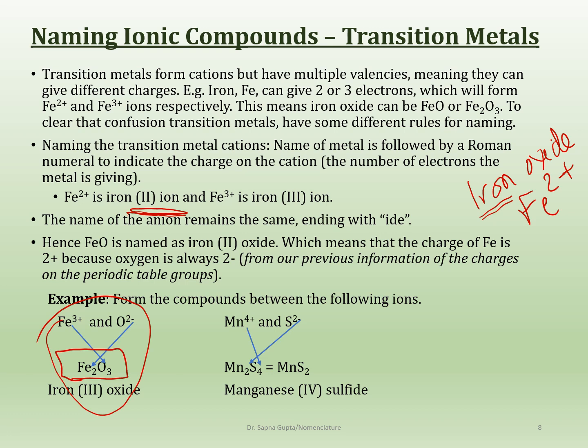So once you know the formula, now the name changes a little bit. You can't call it iron oxide anymore. You have to say whether it's iron 2 oxide or iron 3 oxide. In this case, the iron is 3+, so it becomes iron 3 oxide. So you can see that from the main group to the transition metals, what has changed? The Roman numerals. And you have to use those.